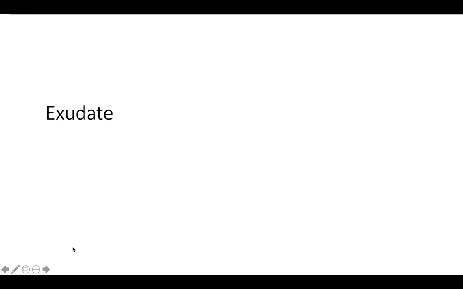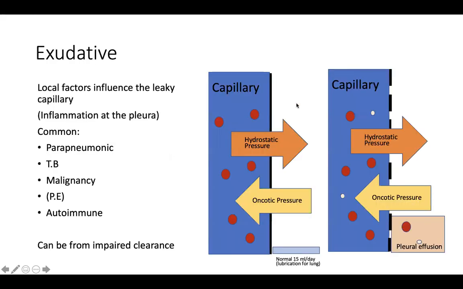Now onto your exudates. For exudate, we talked about local factors, much more likely to be one-sided. And I think about it as local inflammation of the pleura. If you look at this diagram, I'll try to show that. On the left, again, we've got the normal, how it should normally be working. And in the right image, I've demonstrated that we've got a leaky membrane, because we've got inflammation, and inflammation we know from pathology causes a leaky membrane.